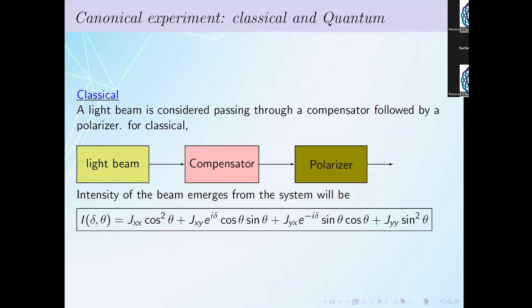So let's move to the canonical experiment. Classically, if a light beam is passing through a compensator followed by a polarizer, then the intensity of the beam emerging from the whole system will be like this, where Jxx, Jxy, Jyx and Jyy are the classical polarization matrix elements, theta is the polarization angle, and delta is the phase difference between the two components, Ex(t) and Ey(t).